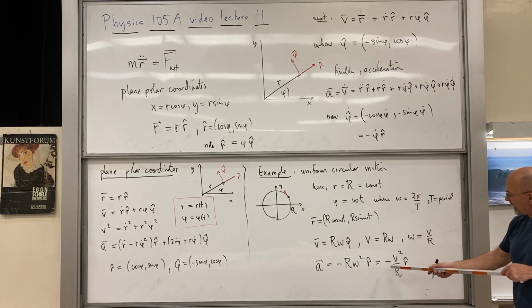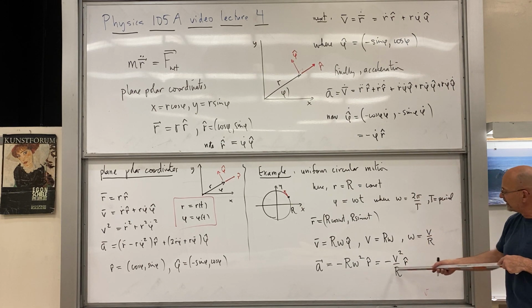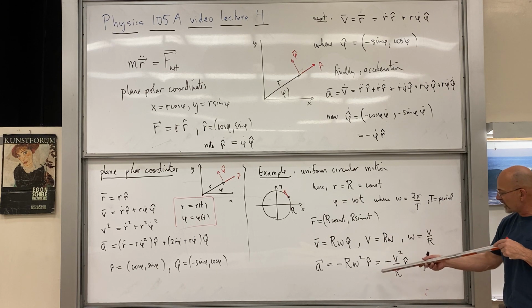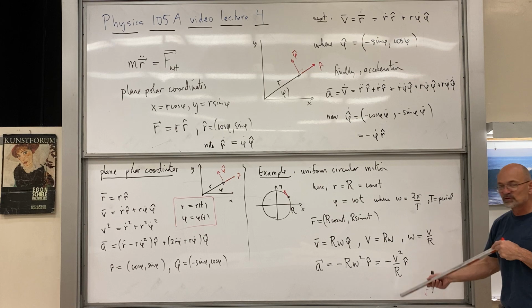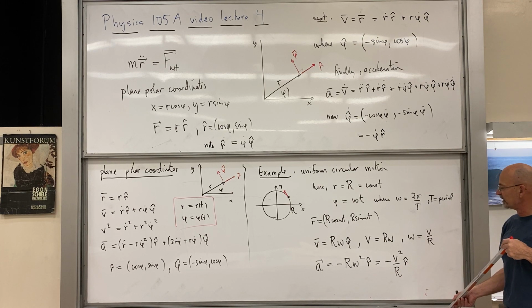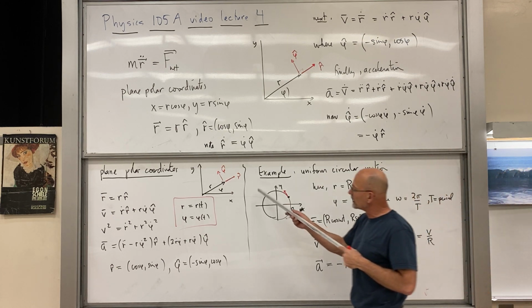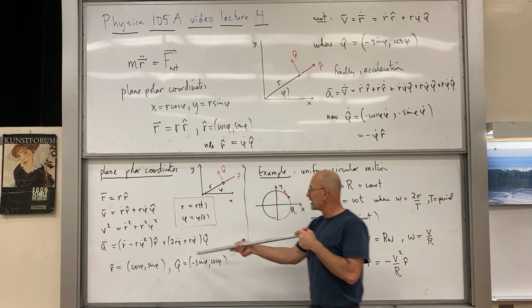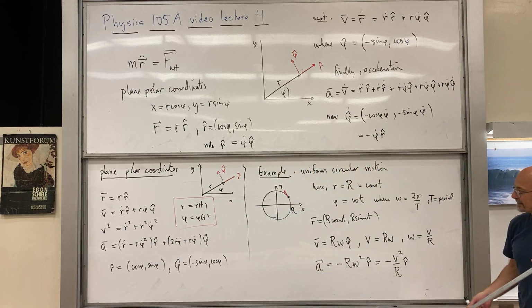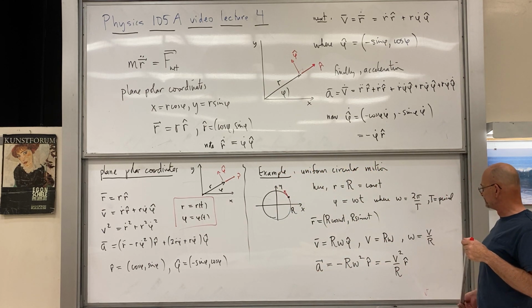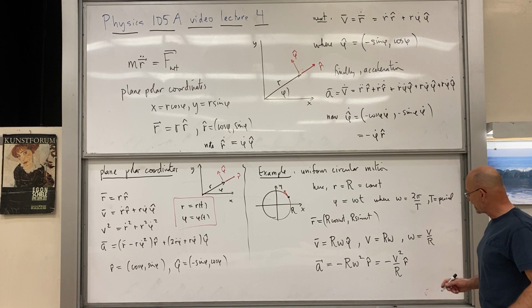So the minus sign gives the direction towards the center, and this V squared over R is familiar to you guys as the expression for the centripetal acceleration. Okay. So you see everything just falls into your lap here when you carefully plug in these particular definitions here. So I'll put that as a note.